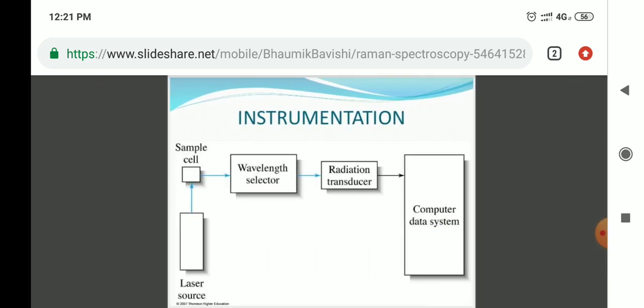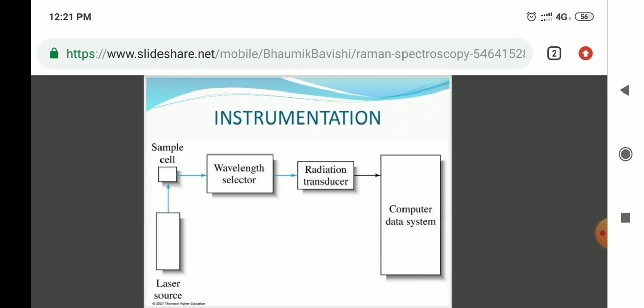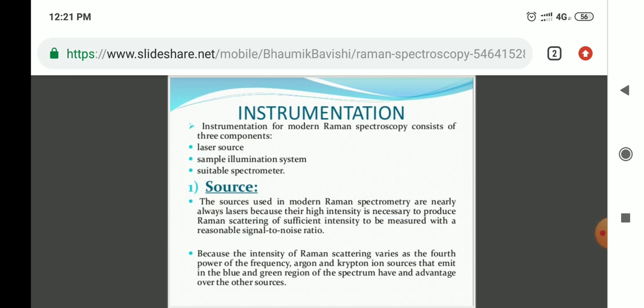Next is the instrumentation of Raman spectroscopy. The laser source gives radiation to the sample cell, and the sample cell produces the radiation to the wavelength selector, which gives it to the radiation transducer, and last is the computer data system, that is the detector. This is the instrumentation of Raman spectroscopy.